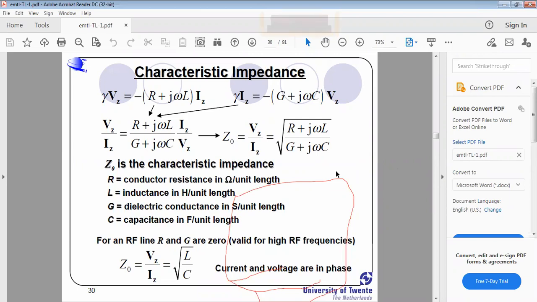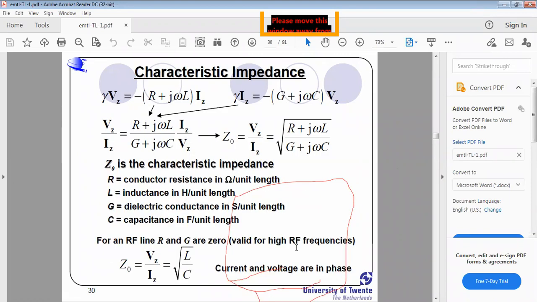Here Vz by Iz is called the characteristic impedance, where R, L, G, C are called primary constants. When the line is said to be lossless, R equal to 0, G equal to 0. When R equal to 0 and G equal to 0, what do we get? Square root of (0 plus j omega L) by (0 plus j omega C). The j omega cancels, so Z0 equal to the square root of L by C. That is the expression for the characteristic impedance of a lossless transmission line.